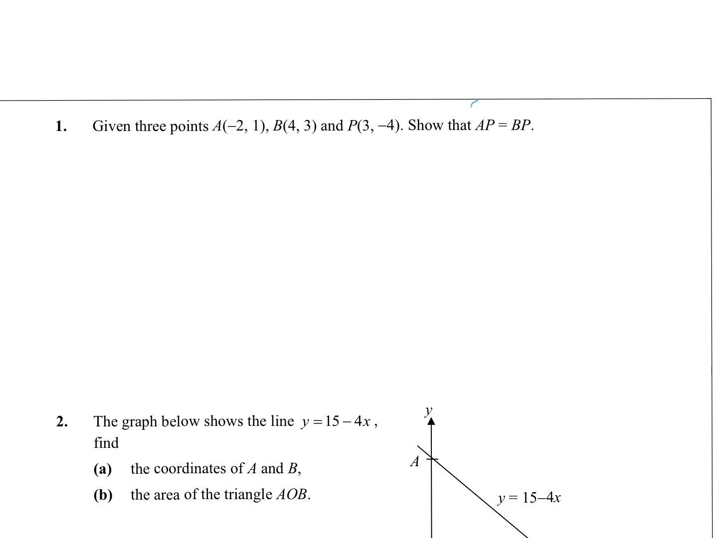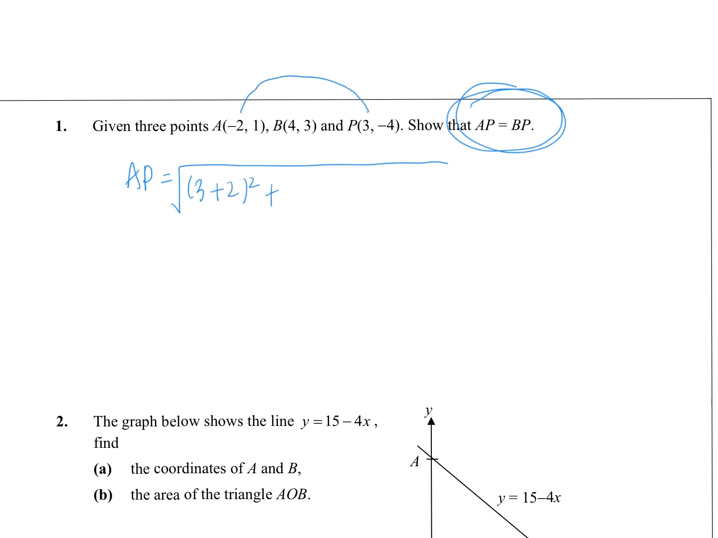Okay, this is a show question. We will find AP first. When it's show, don't write them together. You're supposed to prove it. So go and find AP by finding distance. So x2 minus x1, y2 minus y1.